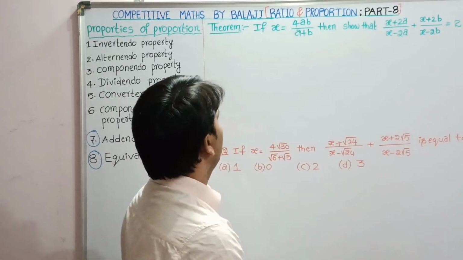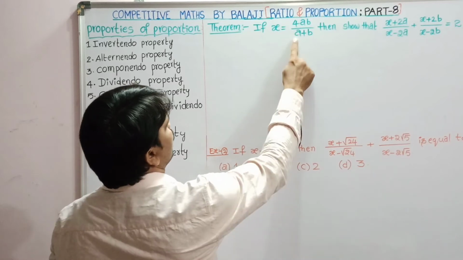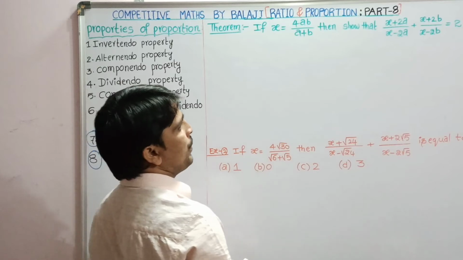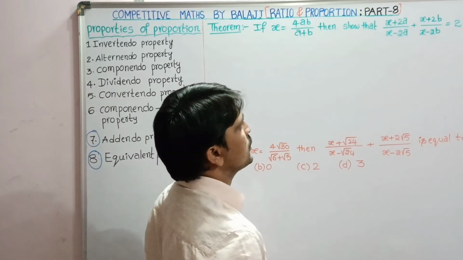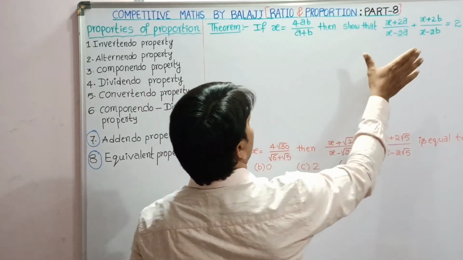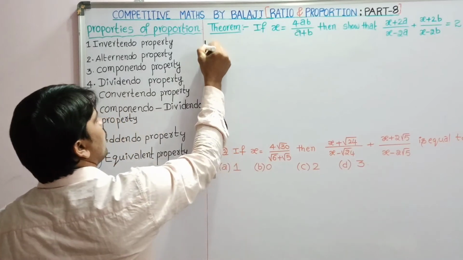Next we have an important theorem on componendo dividendo property. Let us see the theorem and its proof. Theorem statement: if x equals 4ab by a plus b, then show that x plus 2a by x minus 2a plus x plus 2b by x minus 2b equals 2. We have to show that the value of this term is equal to 2. Let us prove.